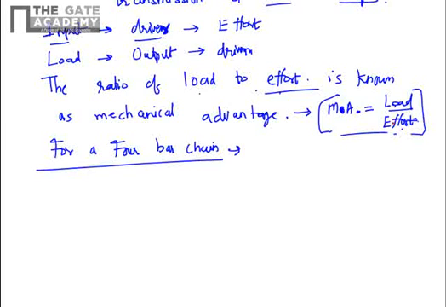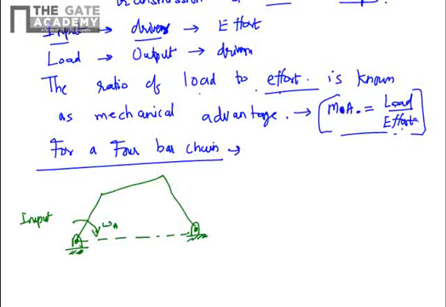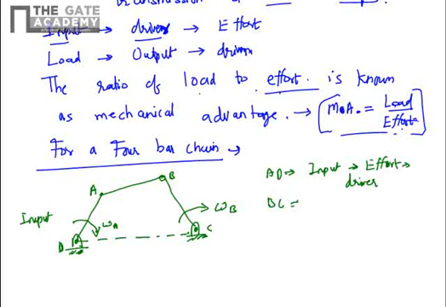For 4-bar chain, we will look at this. This is a fixed link. This is the input link, which is rotating at angular velocity of omega A. This is the output link, which is rotating at angular velocity of omega B. We will name the joints as A, B, C, and D. So AD is the input or effort or driver link, and BC is the output or load link or driven link.